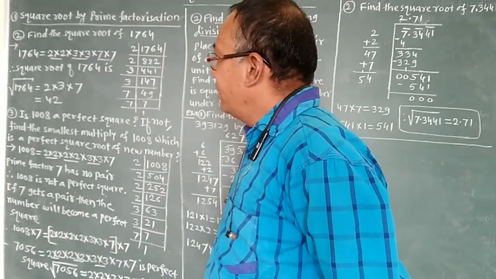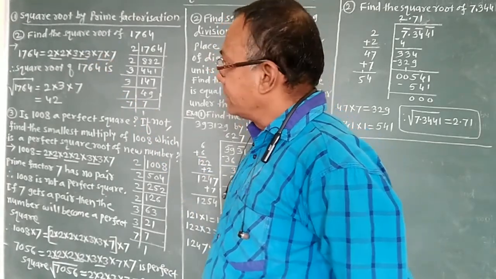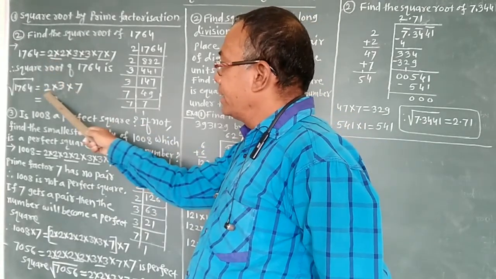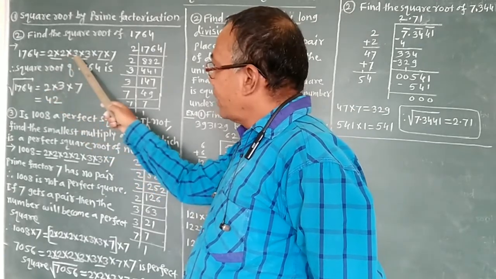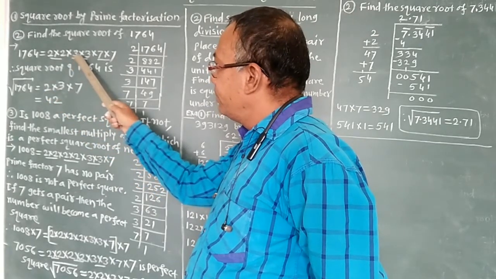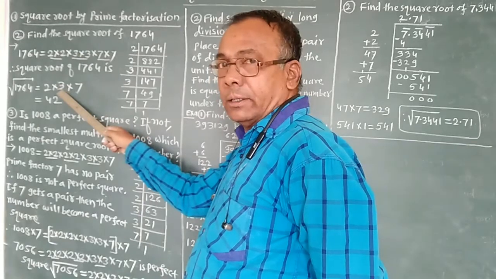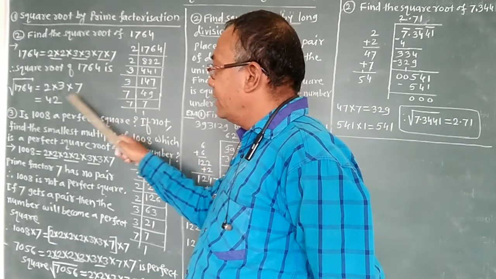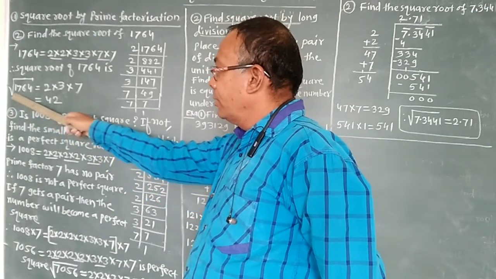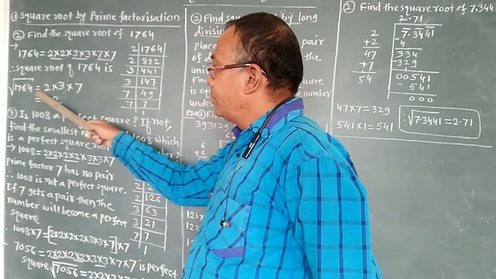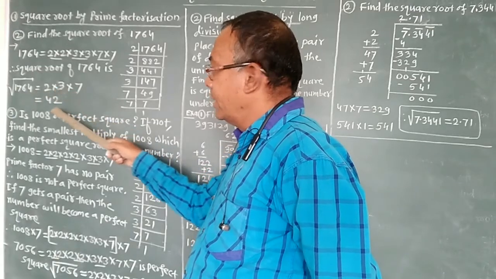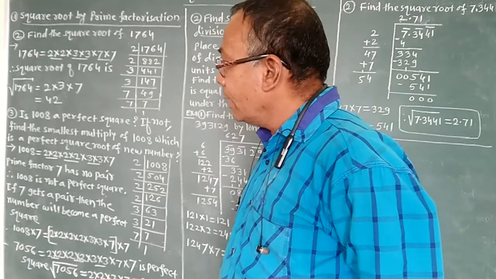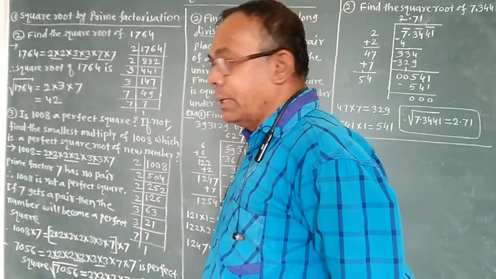And now we will pair the factors. So here 2 times 2 is there, so I have written here one time only. 2 times 3 is there, means pair of 3 is there, so write 1 3. Pair of 7 is there, so write 1 7, and therefore square root of 1764 is equal to 2 into 3 into 7, and that is equal to 42. In this way, we will see one more example.